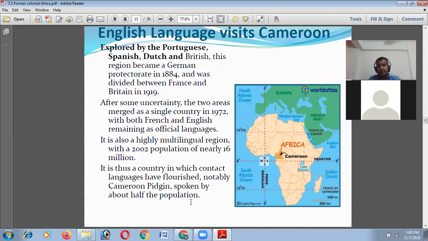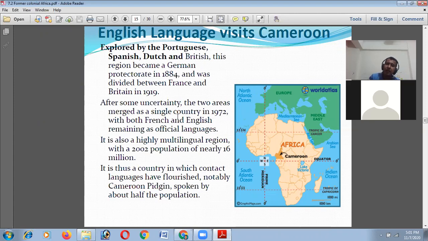The same scenario we see in Cameroon also. Cameroon was explored by the Portuguese, Spanish, Dutch, and British. These four colonial European countries came to Cameroon to rule. This region became a German protectorate in 1884 and was divided between France and Britain in 1919. After some uncertainty, the two areas merged as a single country in 1972, with both French and English remaining as official languages. In the case of Cameroon, we see two official languages, English and French.